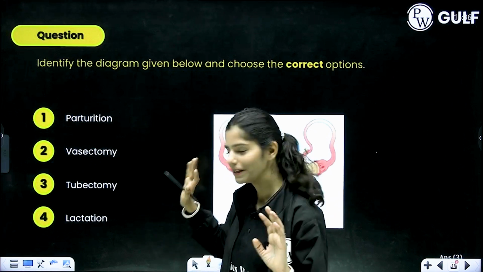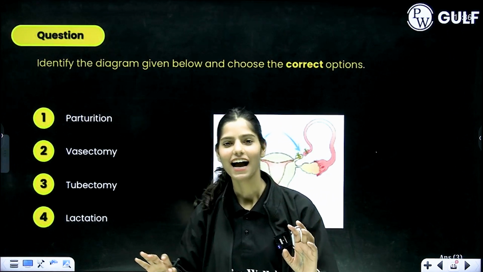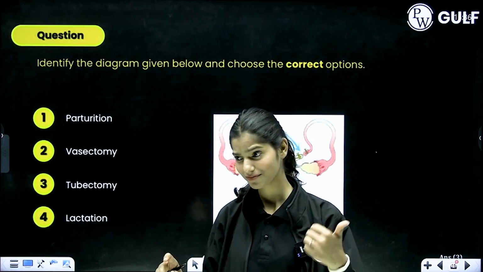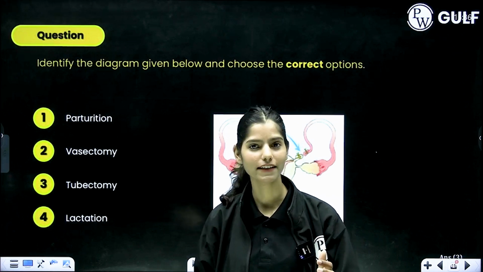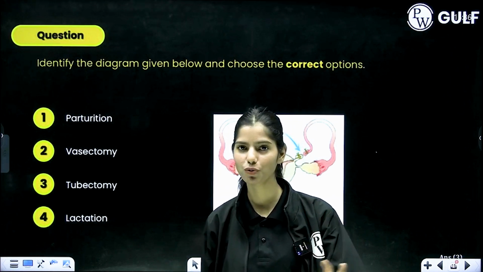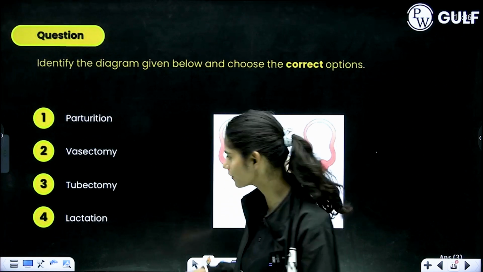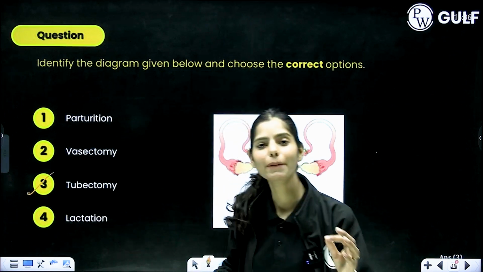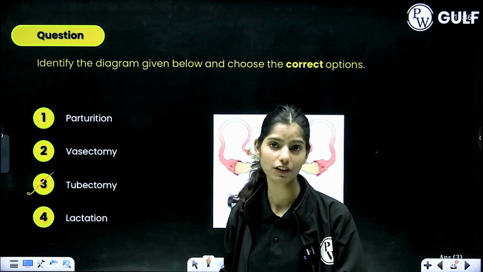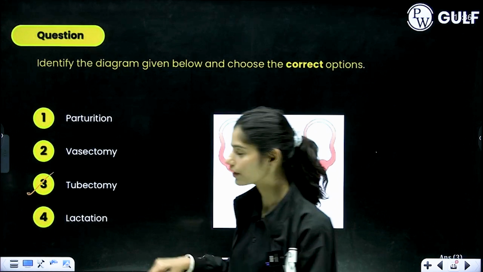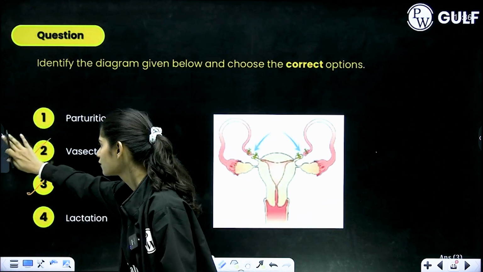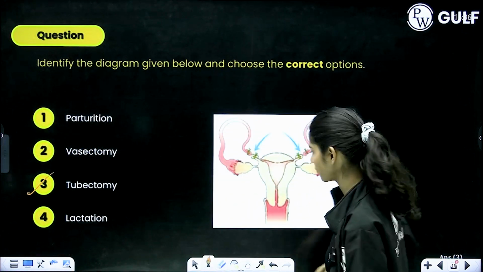Okay, so please pardon me guys, here I just stated a wrong statement. Just remember, in the female individual the oviducts are cut and tied and the process is called tubectomy, and in the male individual it is the vas deferens which is cut and tied and the process is called vasectomy. So the correct answer here would be tubectomy.